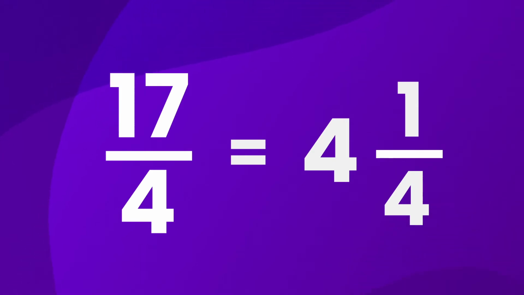You may have seen by now that what you're doing in this process is just dividing the numerator, here 17, by the denominator, here 4. 17 divided by 4 is 4 1/4. And this is really all a fraction is. One number divided by another, the numerator divided by the denominator.